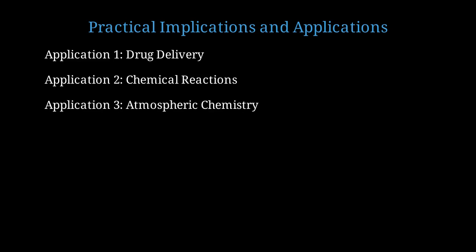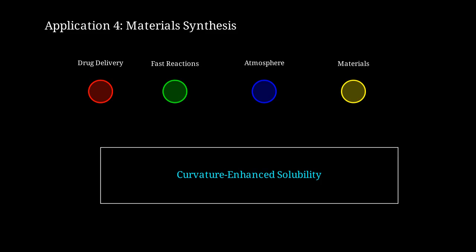Third, atmospheric chemistry. Tiny aerosol droplets in the atmosphere can dissolve and react with chemicals that wouldn't normally dissolve in bulk water. This affects cloud formation, pollution chemistry, and climate. Fourth, material synthesis. Controlled precipitation and crystallization in nanodroplets allows for the creation of nanoparticles with precise sizes and properties. These four circles represent the major application areas where the soluble-insoluble switch paradox plays a critical role. All are connected by the fundamental principle of curvature-enhanced solubility.